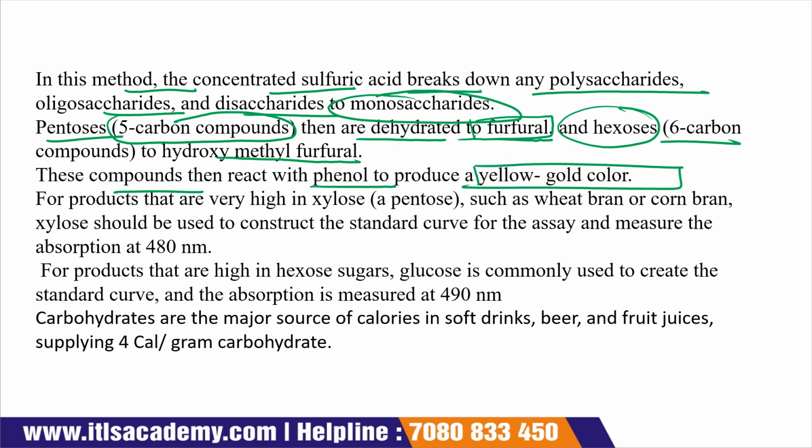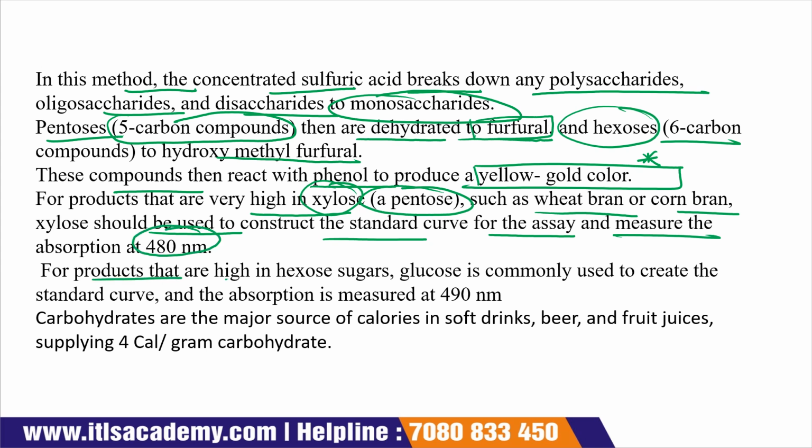Okay, so this is very important for the MCQ: when the compounds react with the phenol, they produce a yellow-gold color. For products that are very high in xylose, which is a pentose, meaning a 5-carbon compound like wheat bran and corn bran, xylose must be used to construct the standard curve for the assay, and the absorption is measured at 480 nanometers.